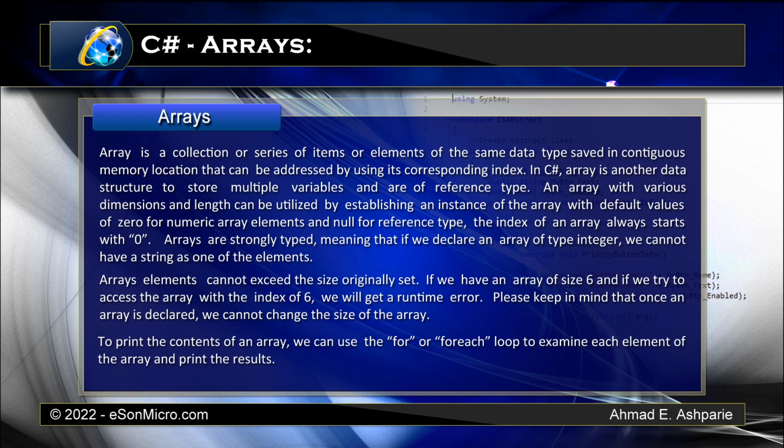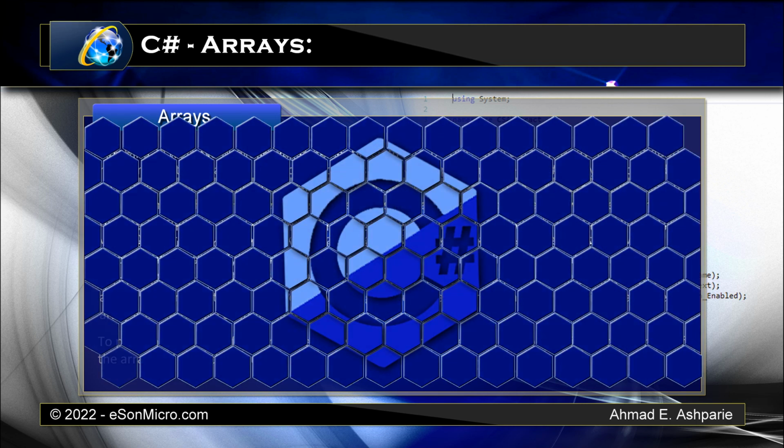Arrays are strongly typed, meaning that if we declare an array of type integer, we cannot have a string as one of the elements. Array elements cannot exceed the size originally set. If we have an array of size 6, and if we try to access the array with the index of 6, we will get a runtime error. Please keep in mind that once an array is declared, we cannot change the size of the array. To print the contents of an array, we can use the for or foreach loop to examine each element of the array and print the results.